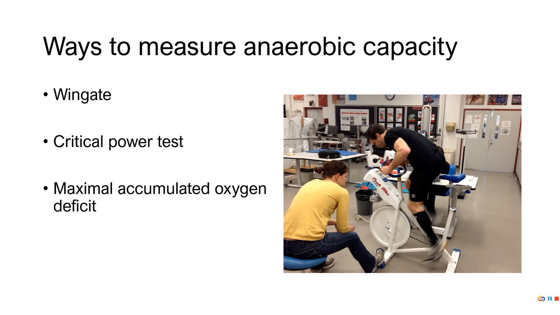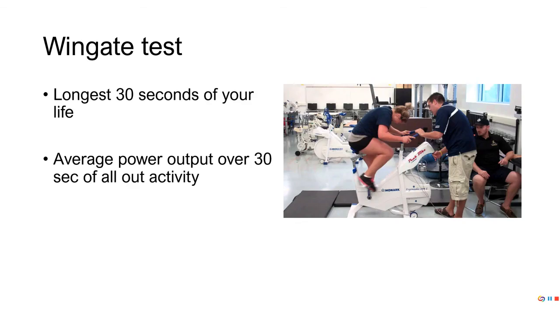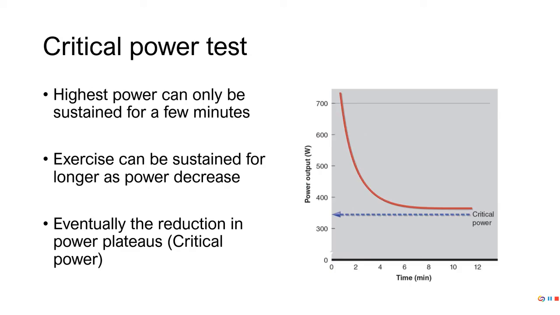All right, so every one of you has done the Wingate, or in other words, the longest 30 seconds of your life. And so basically what the Wingate does is over those 30 seconds, you average the power output, and that gives you an idea of your anaerobic capacity. Okay? Then there's the critical power test. And so the critical power test is just what's the highest power that you can sustain for a few minutes. Okay? So 3, 4, 5, 6, 7, that sort of thing.